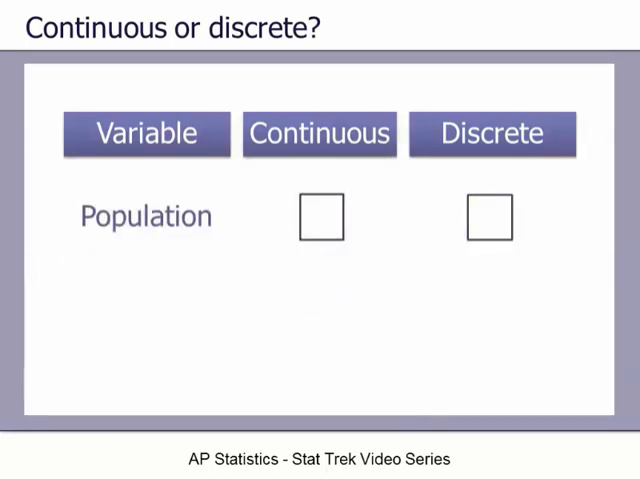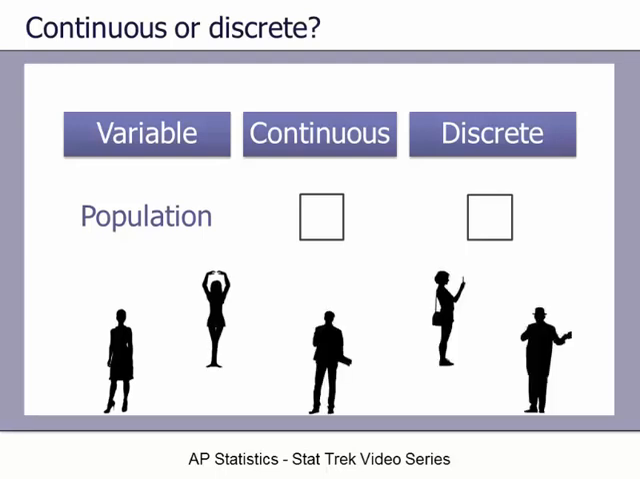What about population? Population could be 0 people, 1 person, 2 people, 5 people, or more. But a city could not have a population of 4.5 people. Population can only have integer values. Therefore, population is a discrete variable. Remember, any quantitative variable that can only have integer values is a discrete variable.